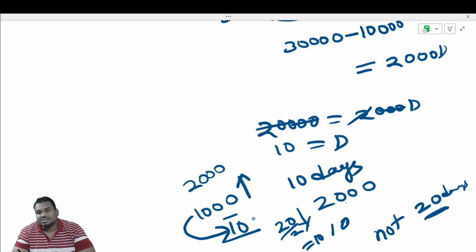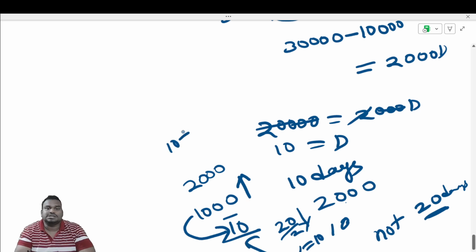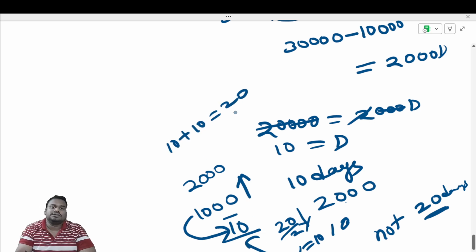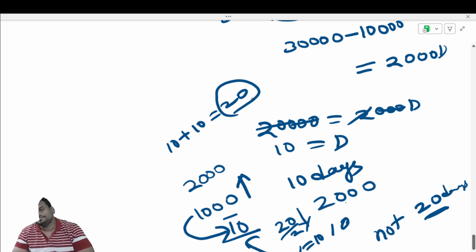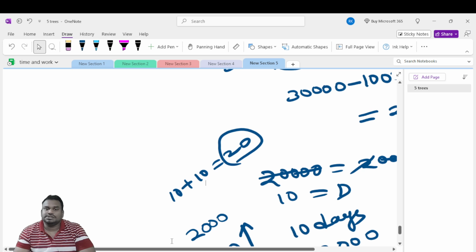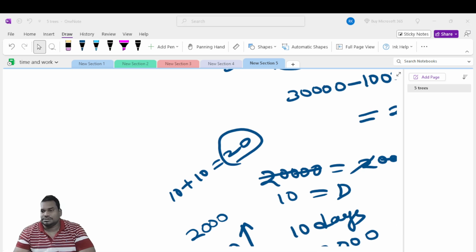So it means the first 10 days plus this 10 days, 10 plus 10, 20 days they can eat. So we need to check proportionality. Based on common sense also we can do it.